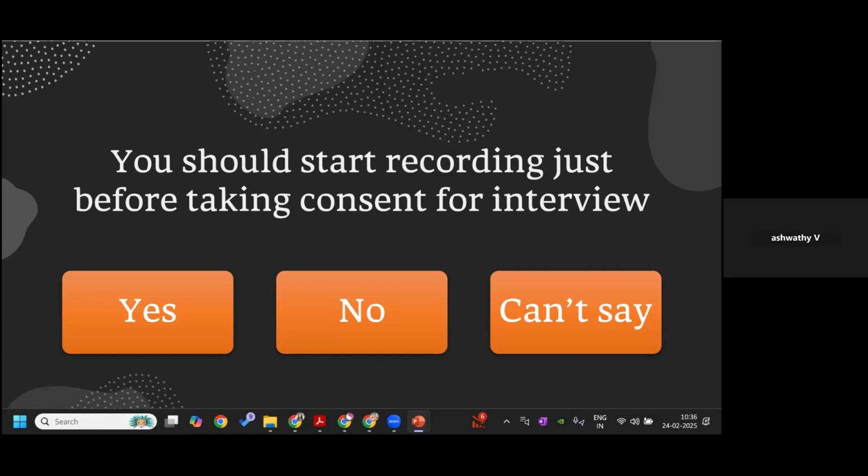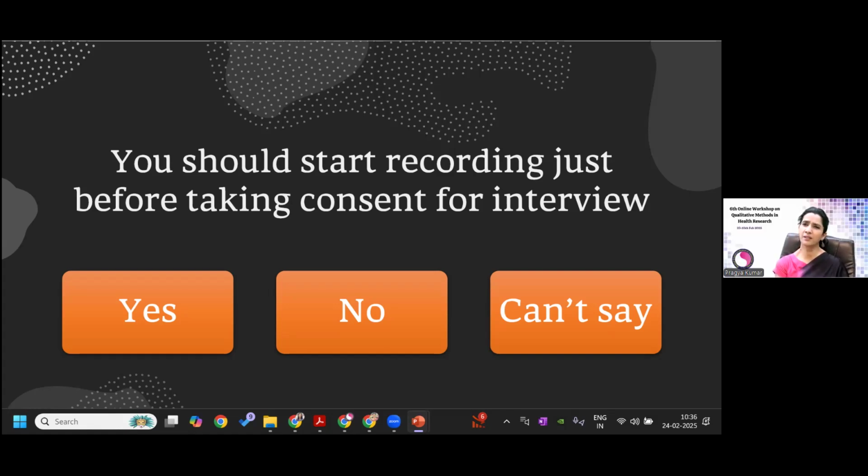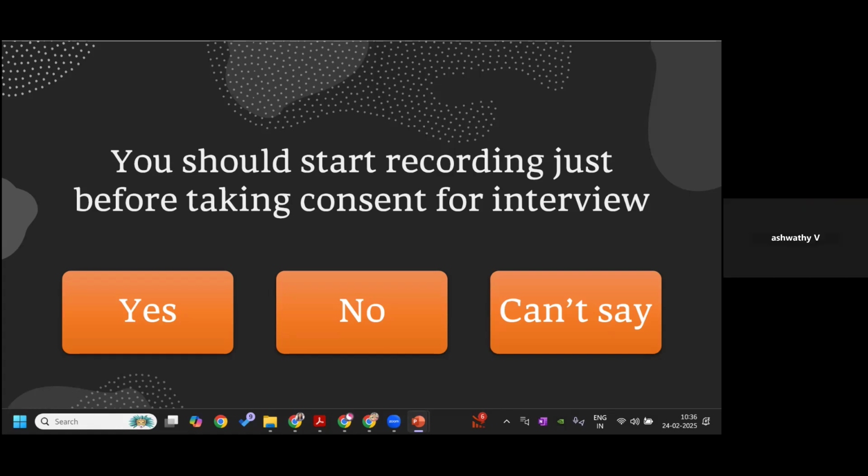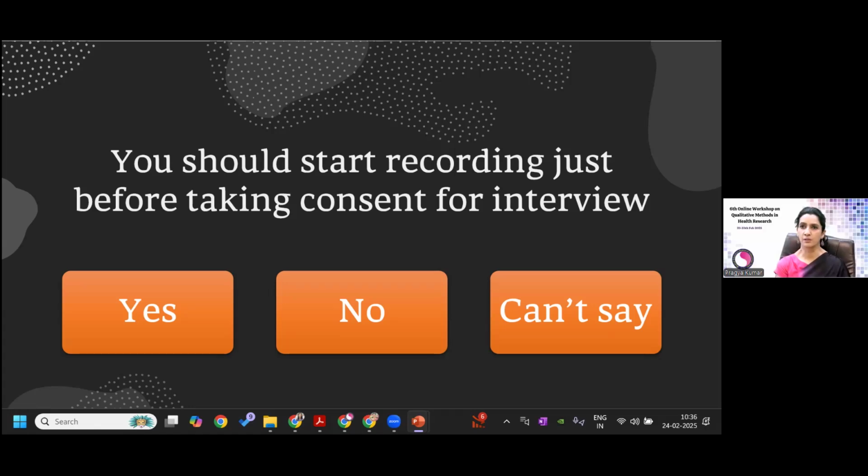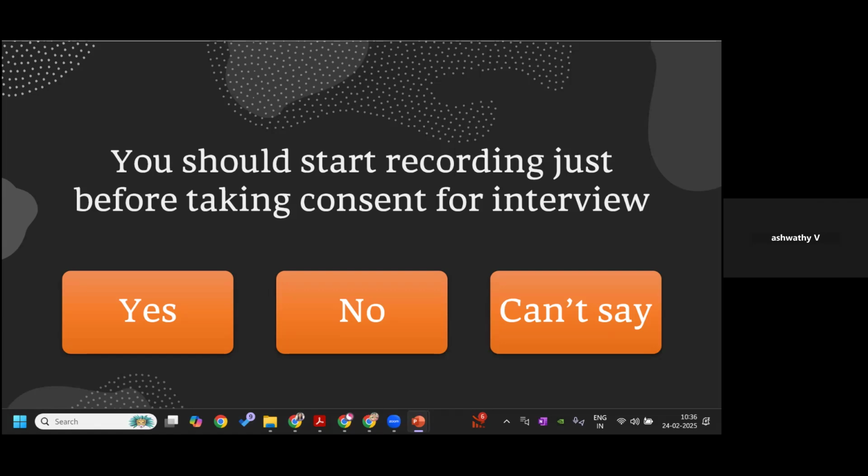But even in the consent form, do we have to tell them that we are using an interview guide for this purpose? No, in the consent form, we don't say that we are using an interview guide. We are saying that whatever we will be asking will be audio recorded.